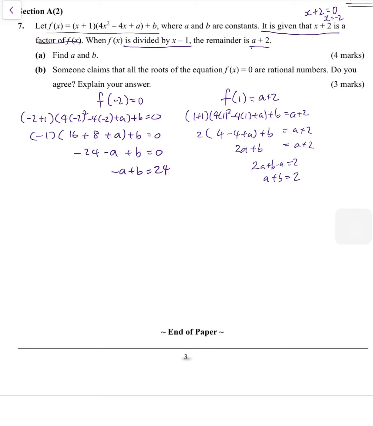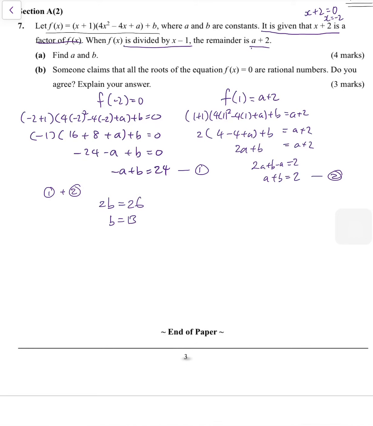Okay, so we've got two equations. Now you can just add them together, equation number 1, equation number 2. You can use your program, and the program will tell you the answer. Or if you don't want to use the program, just add them up. So negative a plus a is 0. b plus b is 2b, and that would be 26, so b would be 13.